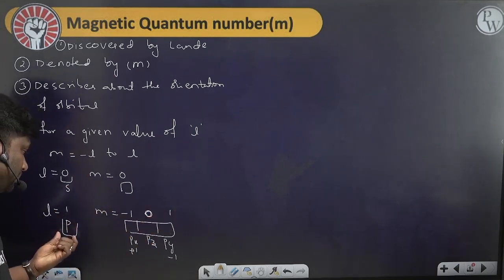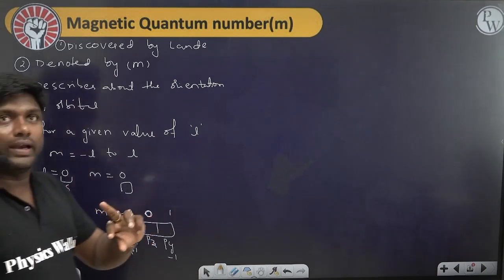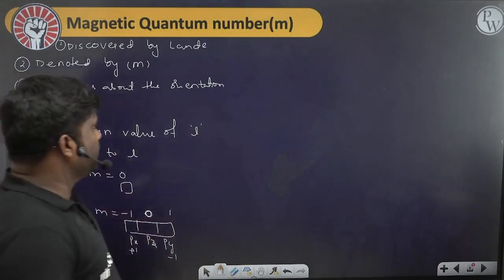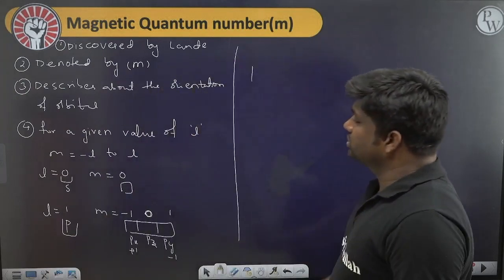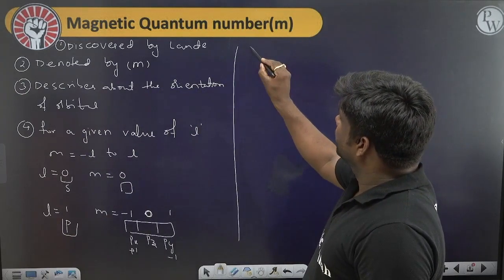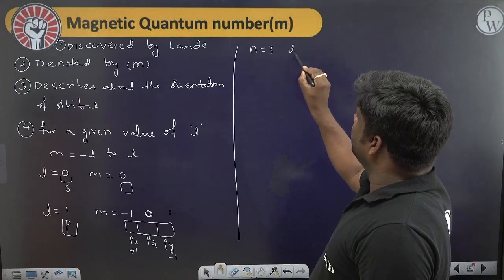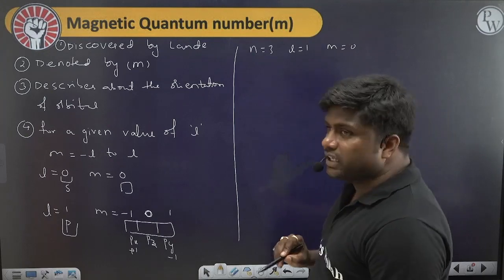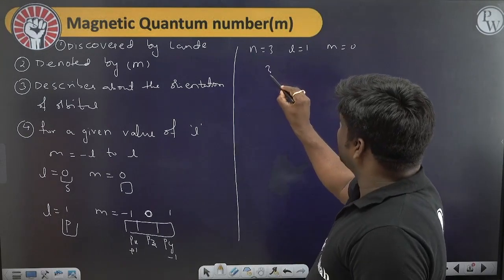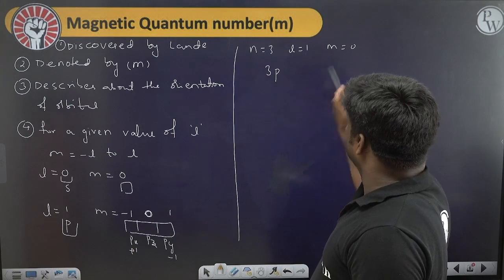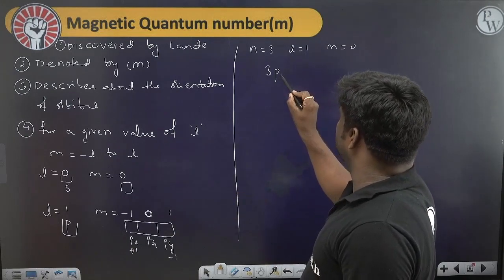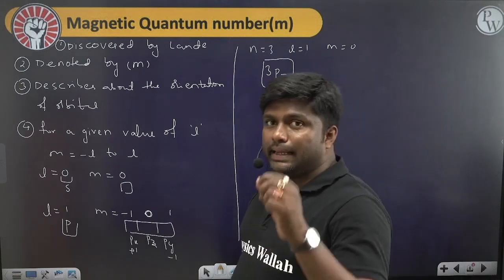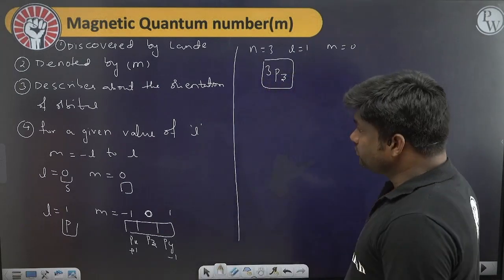L value 1 means the p orbital, and how many orientations are there in the p orbital? px, py and pz, 3 orientations, so 3 values come. For example, if somebody gives n equal to 3, L equal to 1 and m equal to 0, where is the electron present? Third shell; L equal to 1 means p; m equal to 0 means pz. The electron is present in the 3pz orbital.